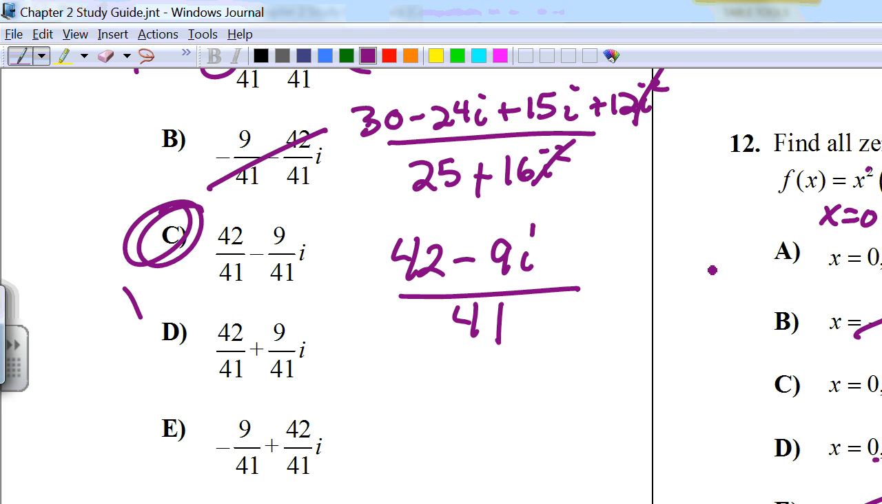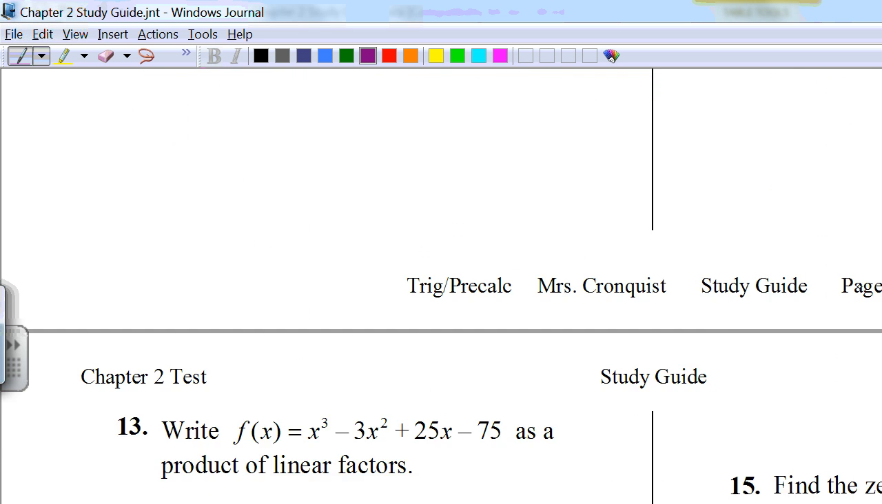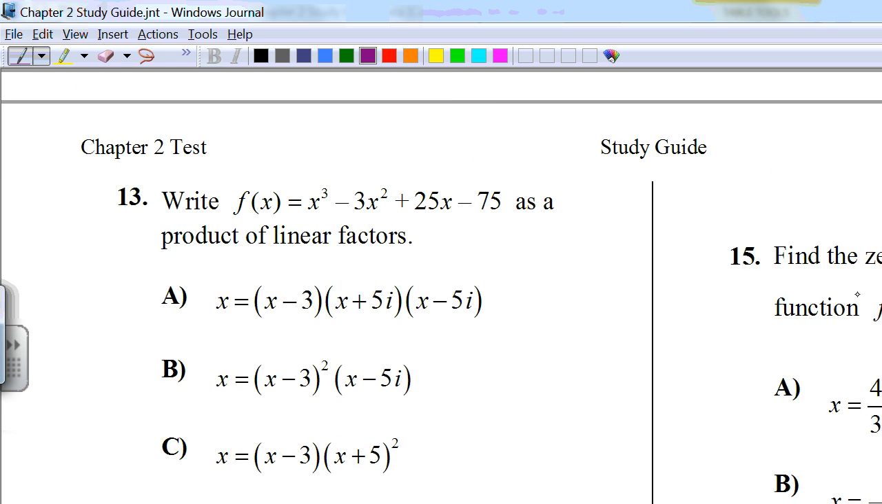We have 0 with a multiplicity of 2 because of the x squared. We have 2 with a multiplicity of 3 because of this x cubed. And then we have negative 5 with a multiplicity of 1. Notice 1, 2, 3, 4, 5, 6. Our total multiplicity is 6. So that's fine. 0, 2, negative 5 is C. All right, we're moving down to number 13.